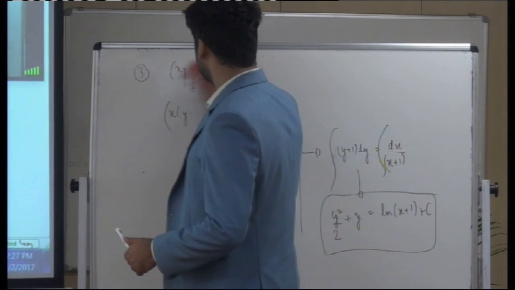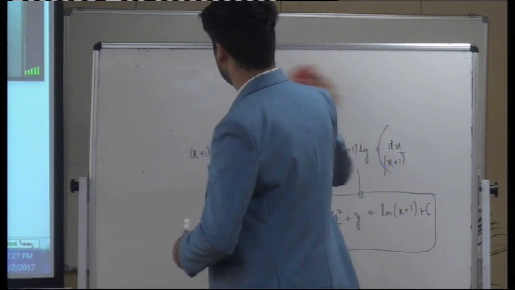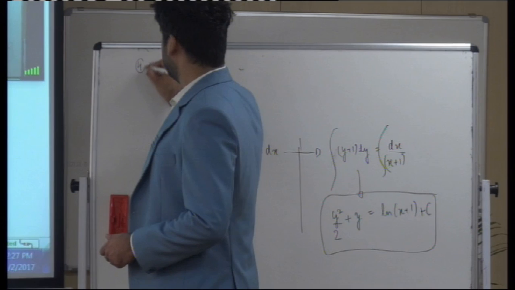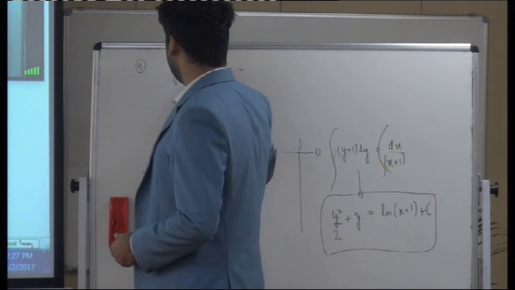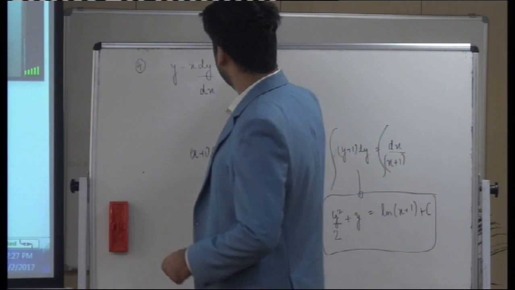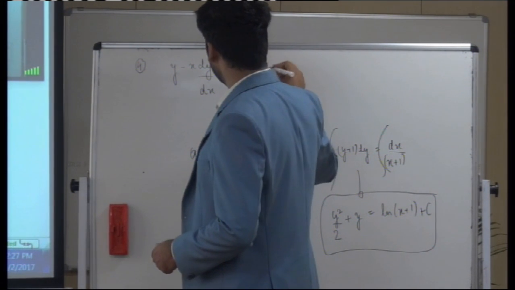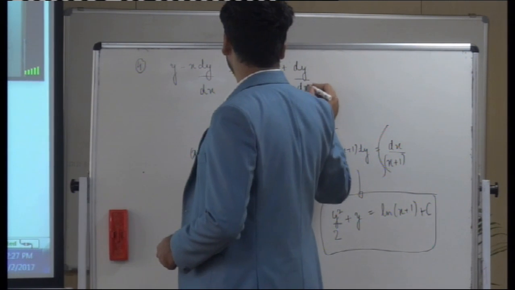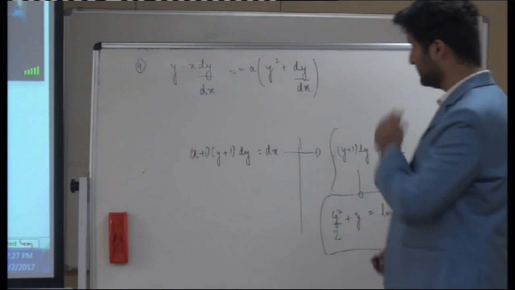Right, the next question. (y minus x dy upon dx) is equal to a times (y square plus dy upon dx). So it's a bit tricky.